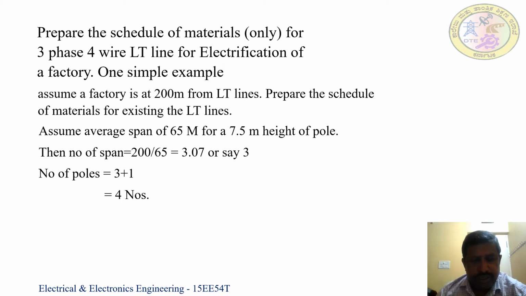So then number of span equal 200 by 65, that is equal to 3.07, and we have to take 3 here. If we take 4, then 65 into 4 gives 260 meter. The distance is 200 meters. That means we are going beyond the factory. So that's why we have to take 3 here. Then number of poles equal number of span plus 1. So that is 3 plus 1 gives 4 numbers.